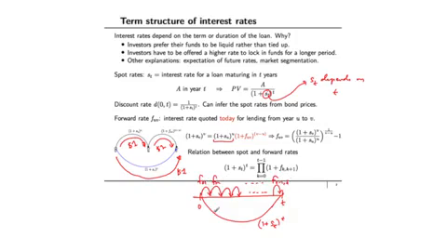Again, by no arbitrage, whether you go down this path or you go down that path, you should get the same amount of money, which tells me that (1 + S_T) to the power T must be equal to the product along the above line, which is (1 + F_k,k+1), taking the product with k equal to 0 to T minus 1.